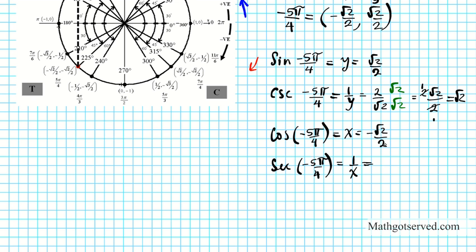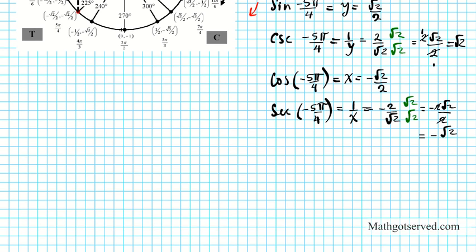So let's prove that. So we're going to reciprocate this, negative 2 over root 2. Since you can't have a square root in the denominator, you rationalize the denominator, root 2. And then you're going to have negative 2 root 2 over 2. The 2's divide out, and your final answer will become negative root 2. Alright? Alright, next is the tan.